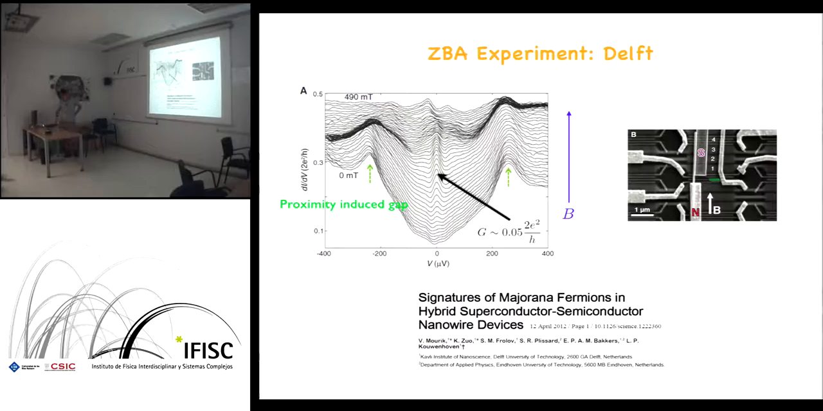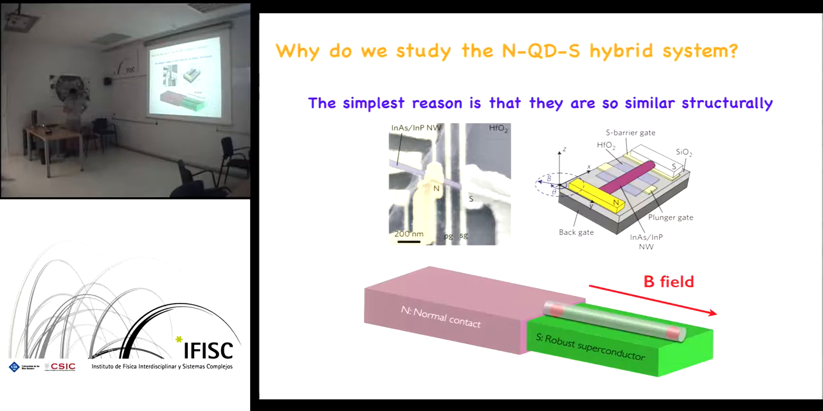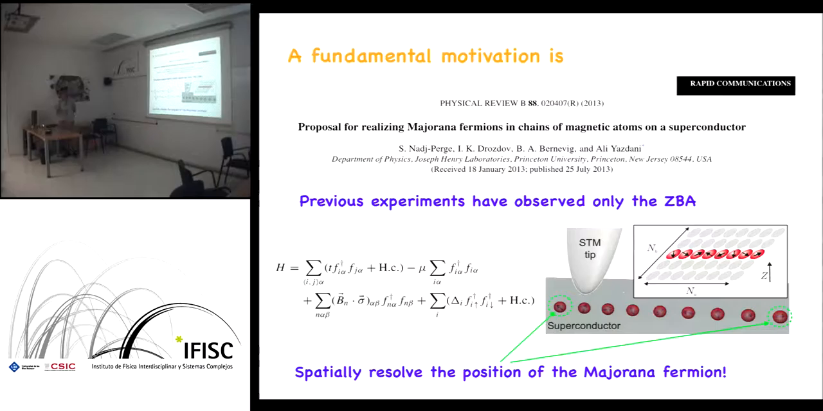But then I will explain why we study the normal metal quantum dot superconductor hybrid system. The simplest reason is that they are structurally so similar. A more fundamental one is this one. There was a theoretical proposal to detect Majorana.